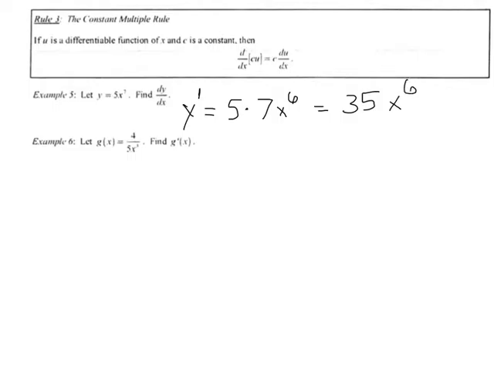Example 6, a little bit trickier. We have 4 divided by 5 times x cubed, all of that in the denominator. I think after a while you guys will get in the habit of rewriting the original function when it's a little bit more complicated.